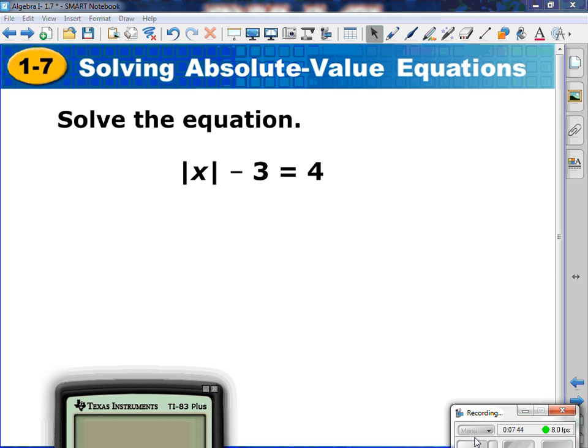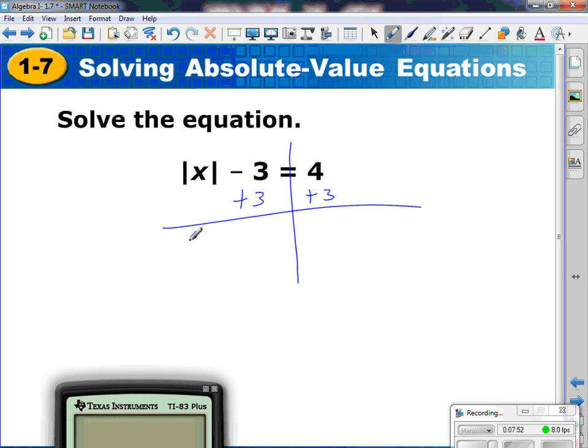So what do I have to do? Why do I add 3? So positive 3, positive 3. Absolute value of x equals 4 and 3 is 7. Now, since I have the absolute value of x is equal to 7, x is equal to 7, or x is equal to negative 7. And those are your answers.